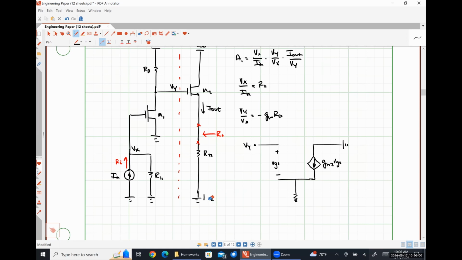I don't know why I put R22 down here at ground. That doesn't make any sense. I apologize for that. And then our current I out is this, current flowing through that resistor R22. So anybody have any problems with this small signal representation of just our output stage, everything to the right of that red dashed line? Seems pretty easy.